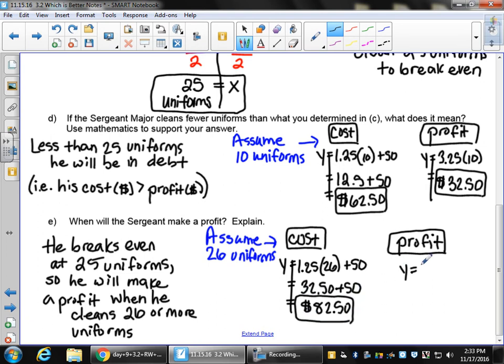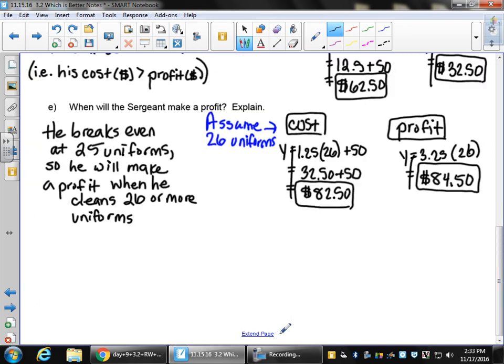Profit, y equals 3.25 times 26. And we get $84.50. So we see here with the 26th uniform, this is how much he made. These are his expenses.